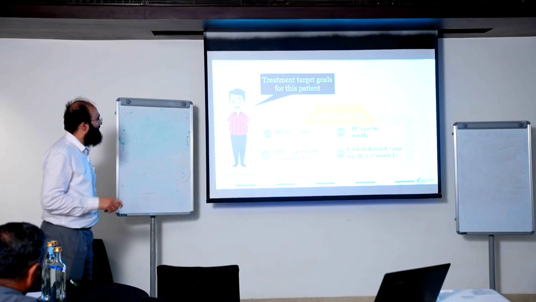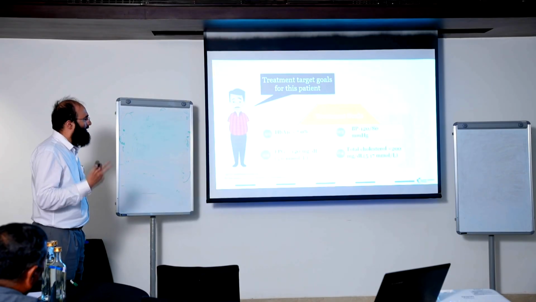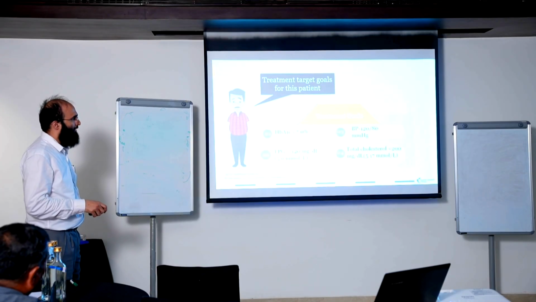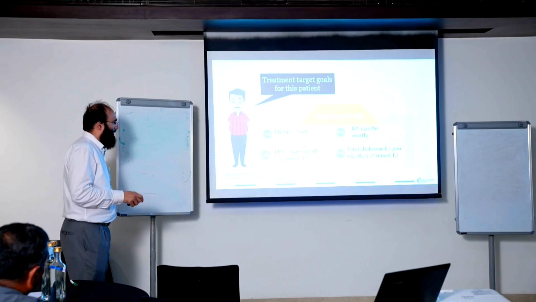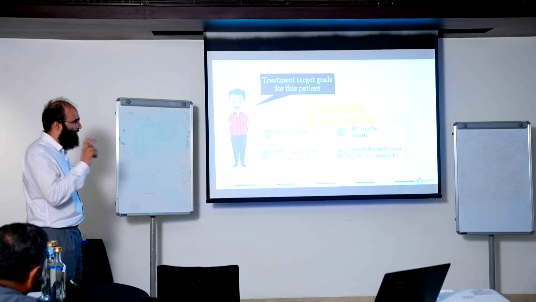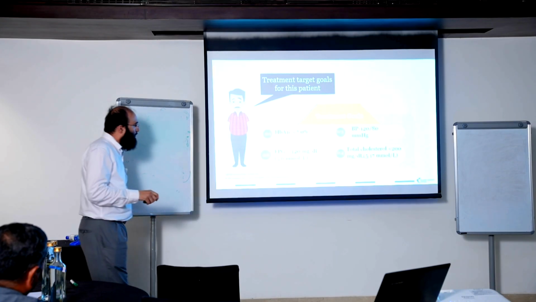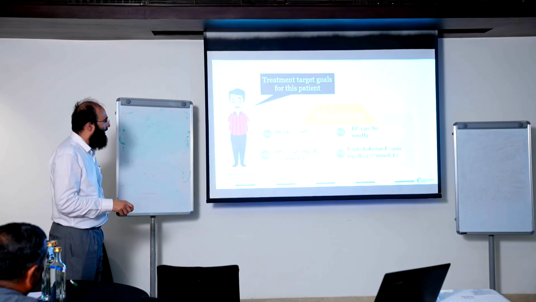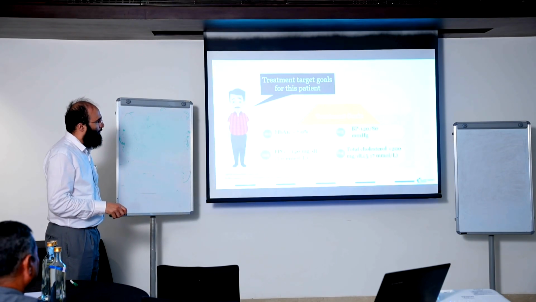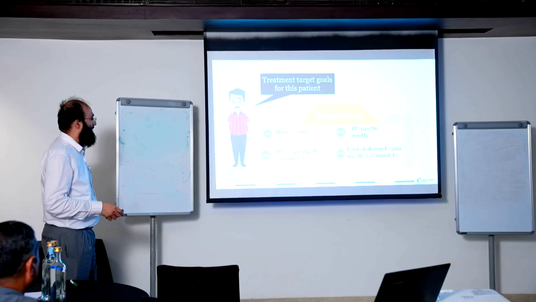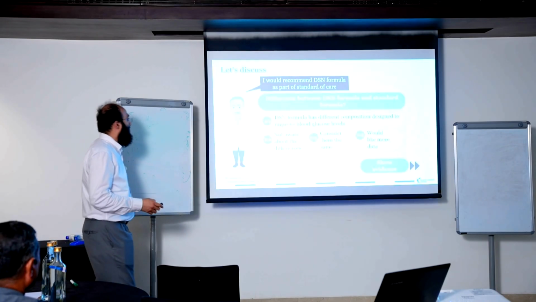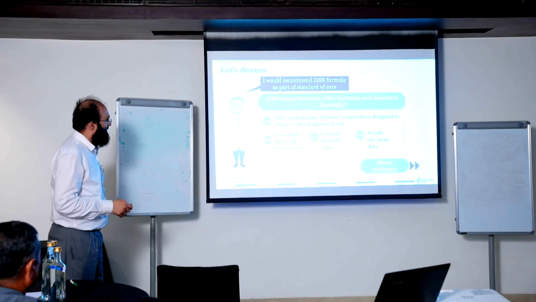Treatment target goals for this patient. HbA1c I would want less than 7%. BP less than 130 by 80 is the target. For the general population it is 140 by 90. Fasting plasma glucose, 80 to 130 I'm fine. Total cholesterol less than 200 and LDL less than 100, ideally less than 70. So I would recommend DSN formula as part of standard of care.